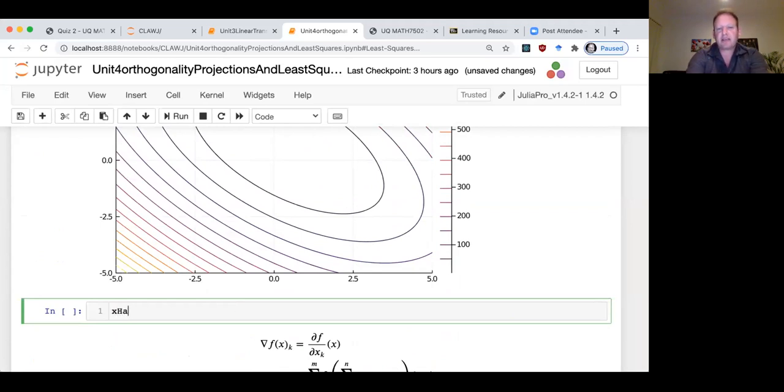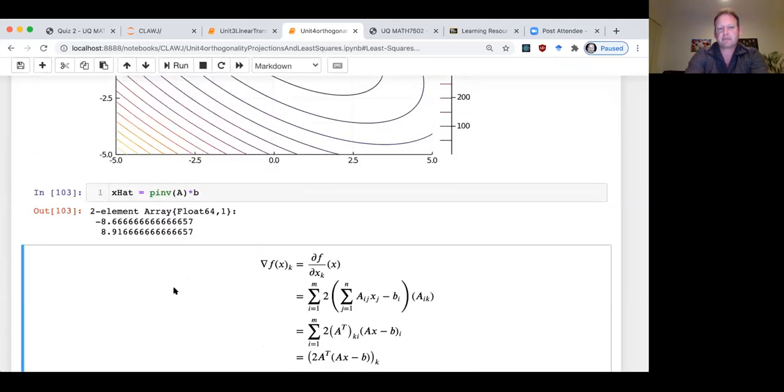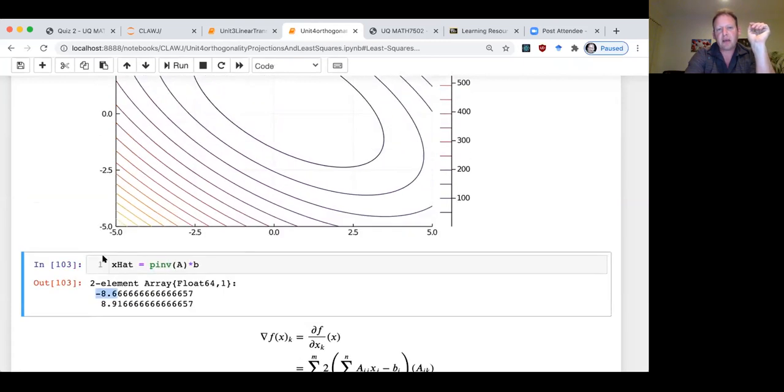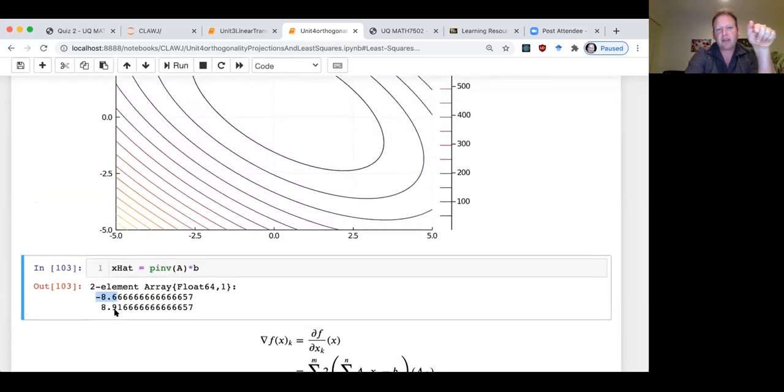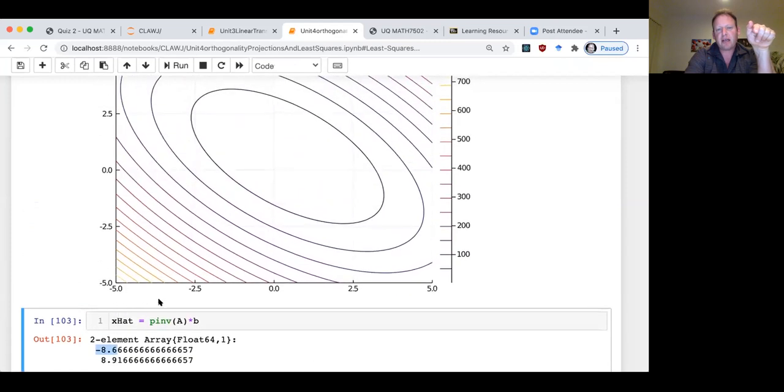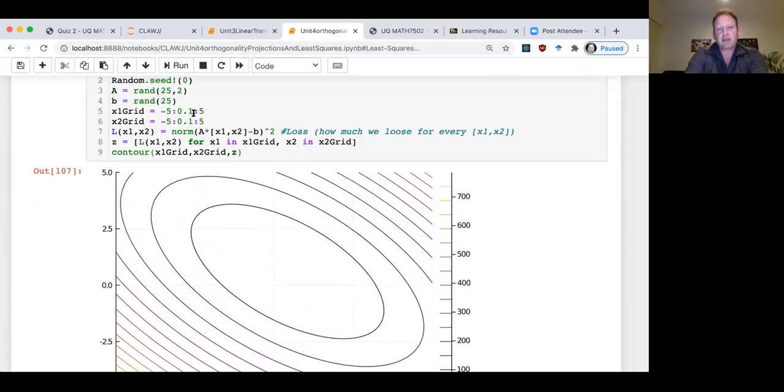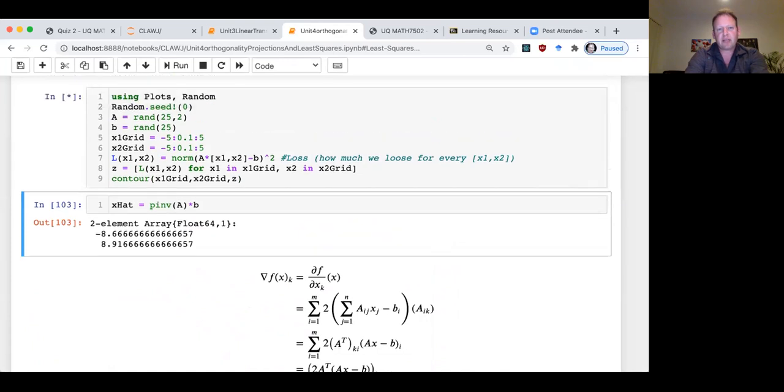So X hat is A dagger, the pseudo-inverse of A, times B. And this thing is, look, at a point minus 8.6, 8.91. Sorry, maybe I didn't run this code, so we'll get a different X hat. We'll let this run. X hat is going to be the minimum point of that. I'll plot it for you in a second.